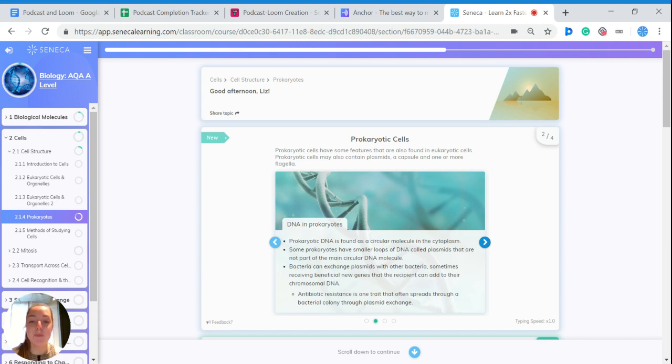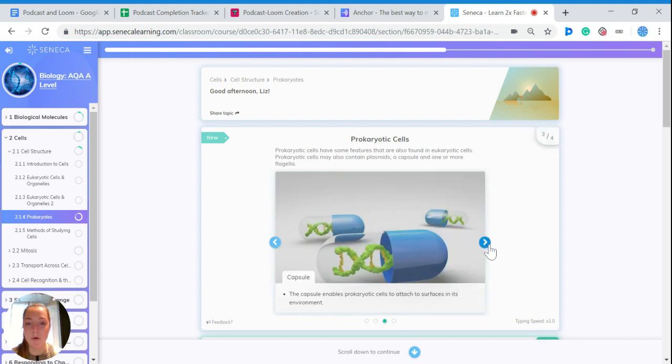Bacteria can exchange plasmids with other bacteria, sometimes receiving new beneficial genes that the recipient can add to their chromosomal DNA. So this is a way that they can increase genetic diversity. One trait that's often spread through plasmid exchange is antibiotic resistance, which is a big problem nowadays.